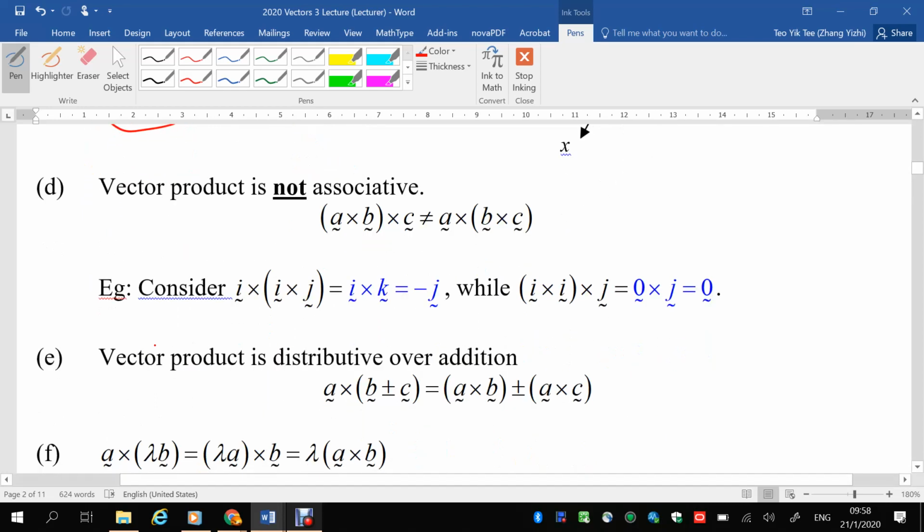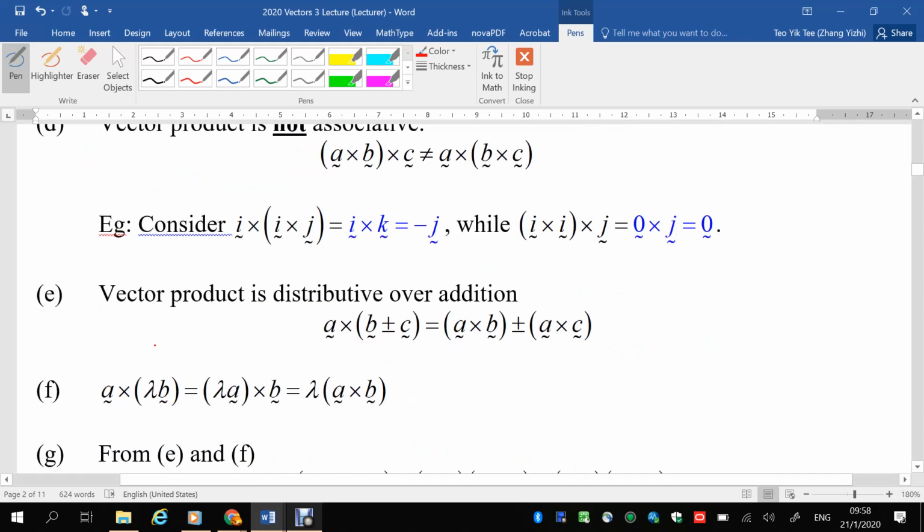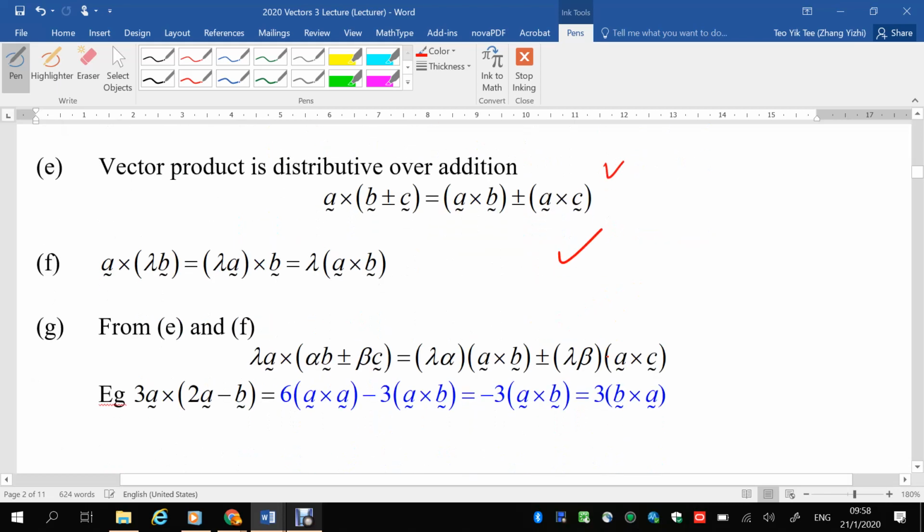Okay, distributive law applies. If you have a scalar in front, you can always take out the scalar. So E and F, nothing fantastic, similar to your dot product, no big deal. Okay, this one, copy down the example first, and try to internalize and see if you can understand what is happening.